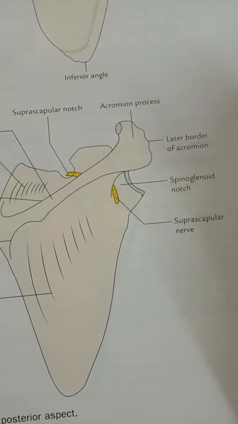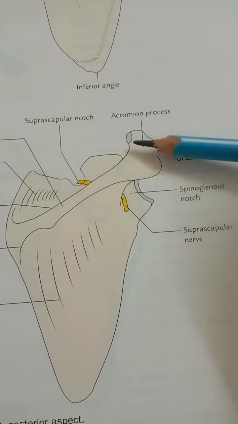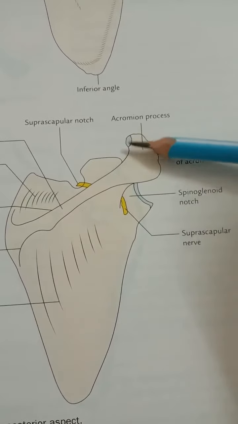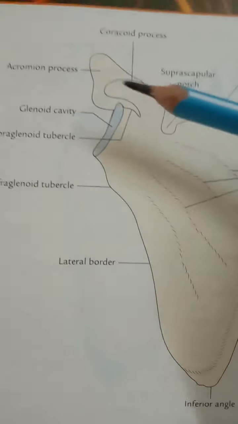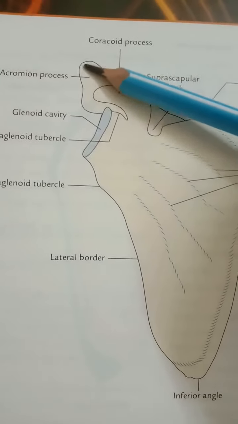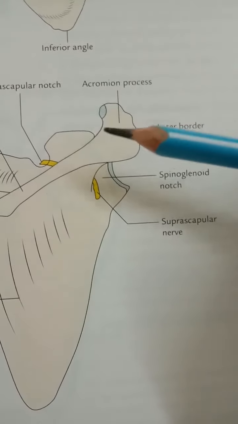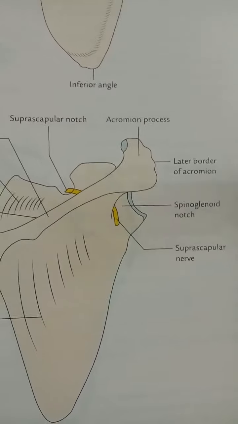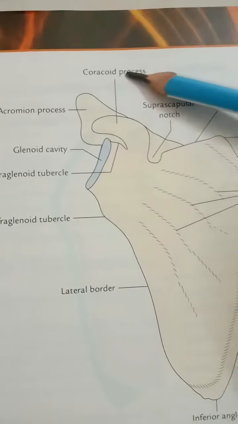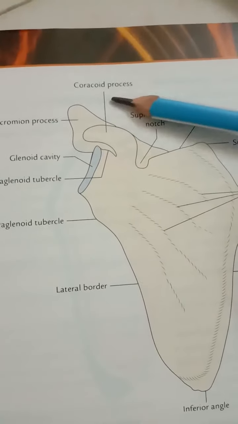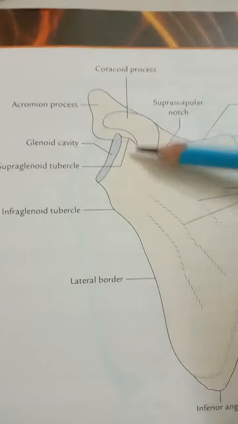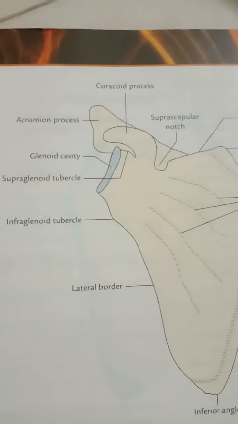And it shows a facet on the superior surface, the facet for the attachment of the clavicle. So here also you can see the facet for the attachment of the clavicle. So this one. Then the coracoid process. This one is called the coracoid process. It is directed forwards and slightly laterally.